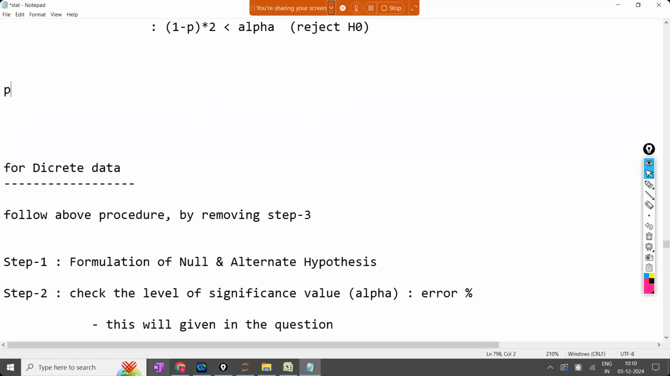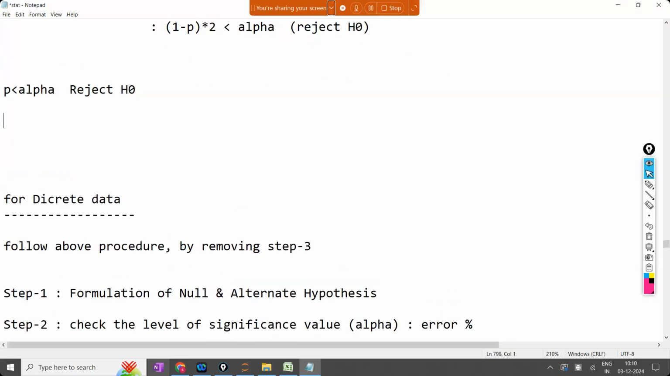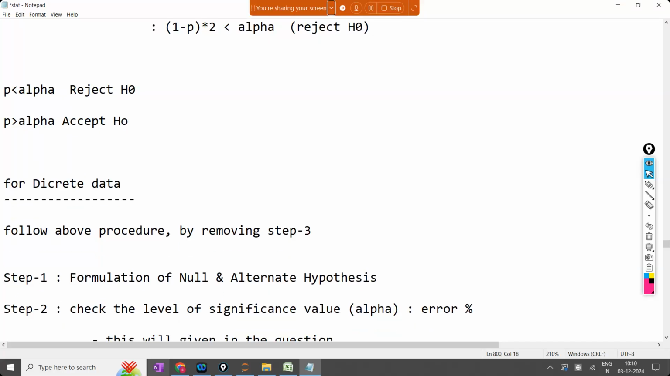P less than alpha, reject the null hypothesis. P greater than alpha, accept the null hypothesis. This is the one which we have discussed. The only thing is, whatever P you are getting now, for a left tail test it is the normal P. For a right tail test, it is 1 minus P. For a two tail test, it is 1 minus P into 2.